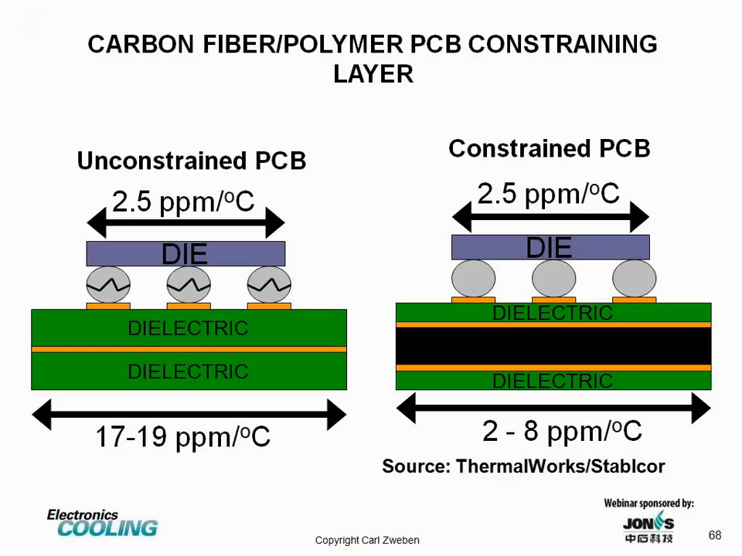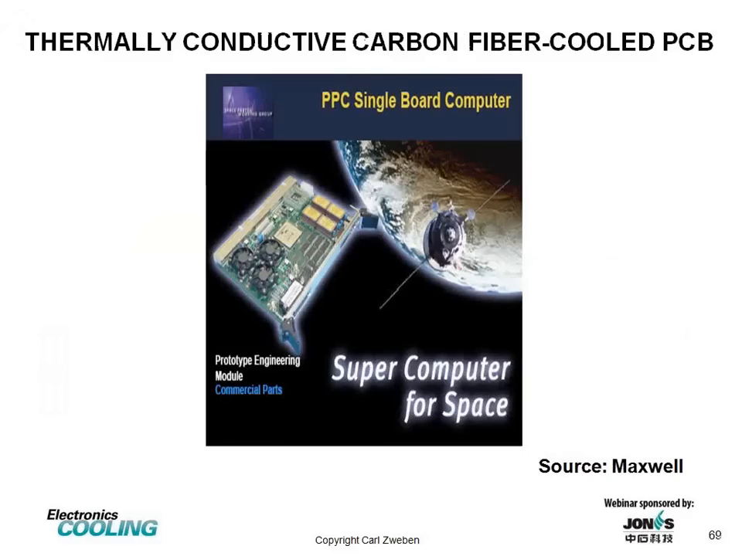On the right, what we have is a carbon fiber reinforced polymer layer bonded to the dielectric, which is the fiberglass printed circuit board. This acts as a constraining layer, and we can reduce the difference in coefficient of thermal expansion between the die and the printed circuit board. This approach is not new. We did this when I was at General Electric 30 years ago using a copper invar copper constraining layer.